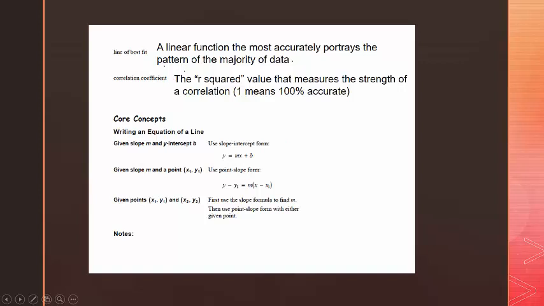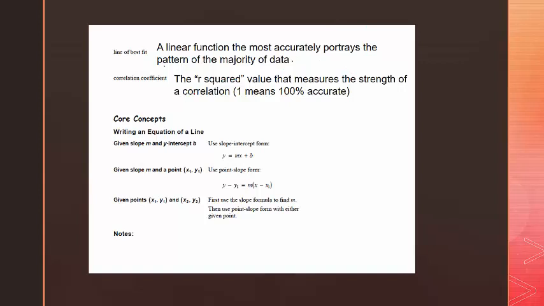The correlation coefficient, that's going to be new for you guys, okay? That is the R squared value. Now, you're not going to know what this means yet, and that's okay. It's a feature on the graphing calculator that we're going to learn actually here soon. But for right now, you just need to know that R squared is called the correlation coefficient. So when you see that, that's what it's called. What that does is it measures how strong your correlation is.